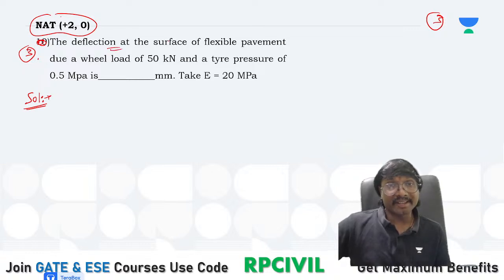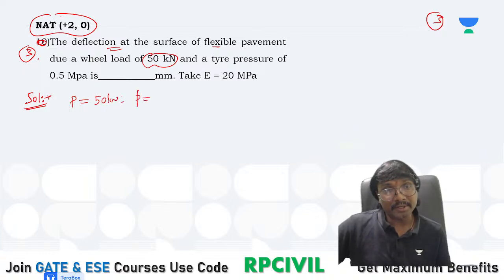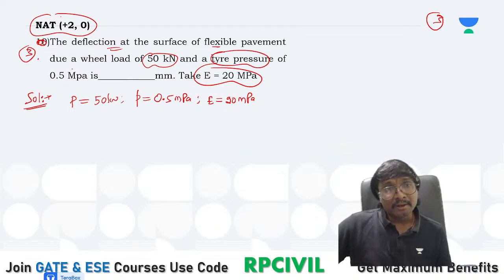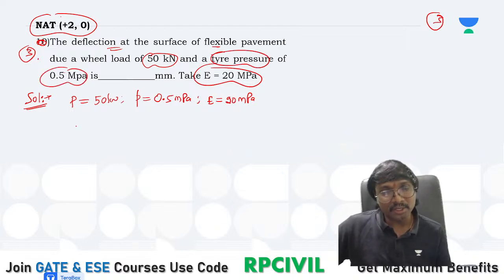The deflection at the surface of this flexible pavement due to a wheel load of 50 kilonewton. What is the wheel load P given? The capital P is equal to 50 kilonewton. And the tire pressure, what is it? Small p equal to 0.5 MPa. And take Young's modulus E equal to 20 MPa. How can you get that? Because it is given as tire, meaning flexible plate condition, we have to use it now.